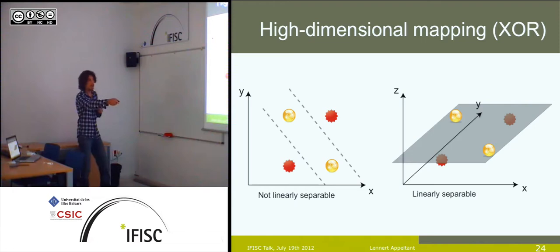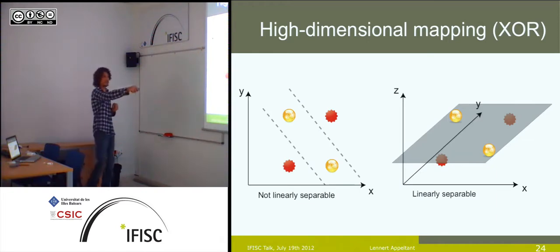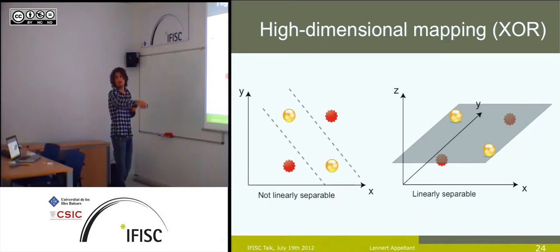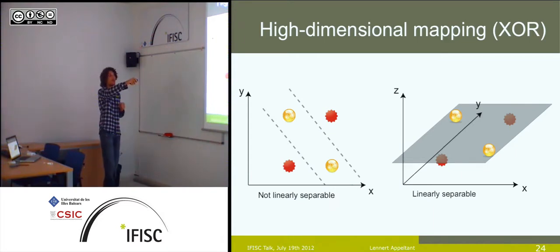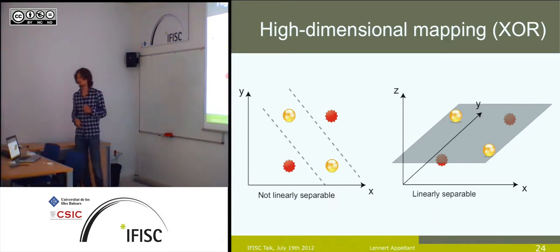As you can see, we could construct this plane here, and this straight plane in a three-dimensional space is the equivalent of a straight line in a two-dimensional space. So just by doing this high-dimensional mapping, we had a non-linearly separable problem that became linearly separable.